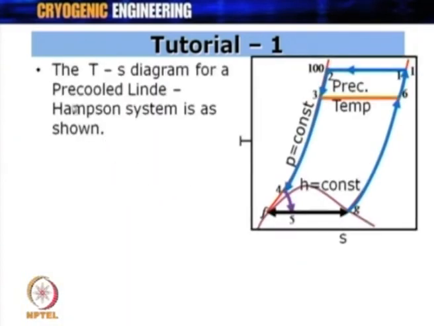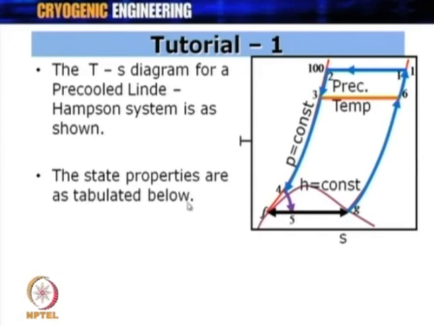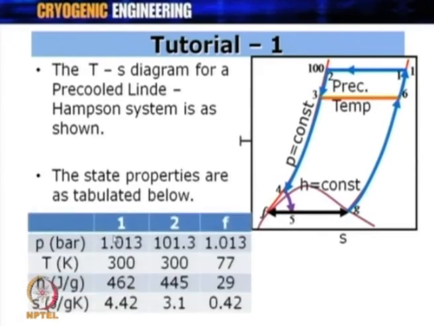What I now consider is a pre-cooled Linde-Hampson system, and the corresponding temperature-entropy diagram for the pre-cooled Linde-Hampson cycle is this. You can see now 1, 2 and the point at 2 is getting pre-cooled up to 3, and at this point the pre-cooled gas enters the heat exchanger. So, 3 is basically the pre-cooling temperature. The state properties are as tabulated below, and here 1, 2 and F are as we saw earlier. Corresponding enthalpy and entropy values are given here.